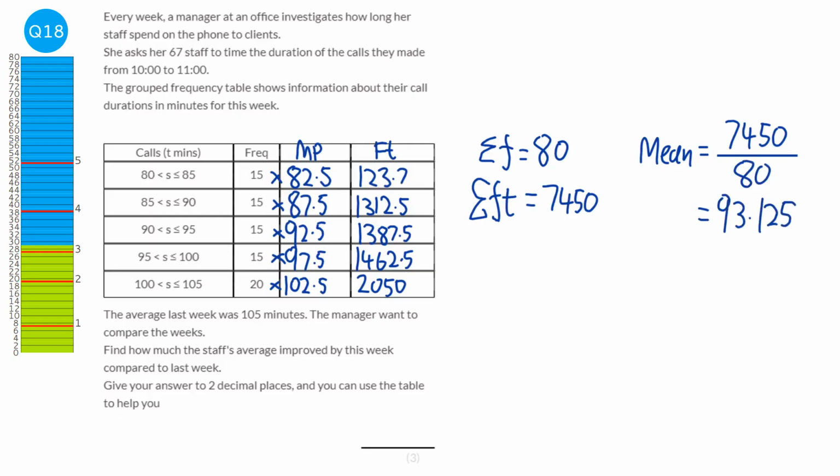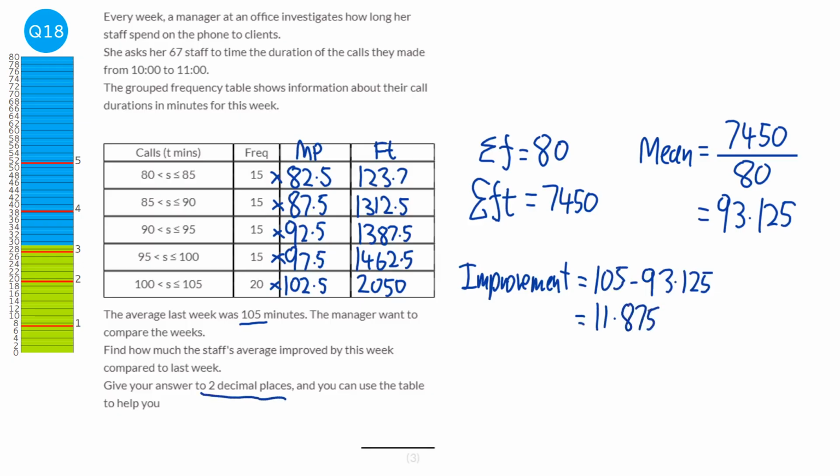93.125. Now this question is about the improvement that the manager has made, the call centre's made. So we're looking at subtracting the 93.125 away from the last week, which was 105. So we're looking for improvement. And we're going to do 105, take away the 93.125. And that's going to be 11.875. Now it does ask for 2 decimal places, so that will be 11.88.